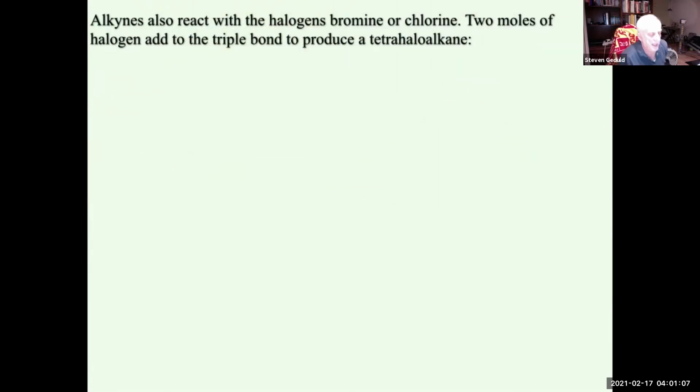So alkynes also react with halogens, bromine or chlorine. Remember, now there's a triple bond. So if there's a triple bond, we have to have double the amount, because the first reaction uses the pi electrons to get rid of the triple bond, and I have a double bond. The second reaction uses the pi electrons of the double bond to make it into a single bond. So we need double the amount of halogens for a triple bond versus a double bond. And it's going to produce a tetrahaloalkane. Alkane is all single bonds. Halo is a halogen, and tetra means there are going to be 4 of them now instead of 2.